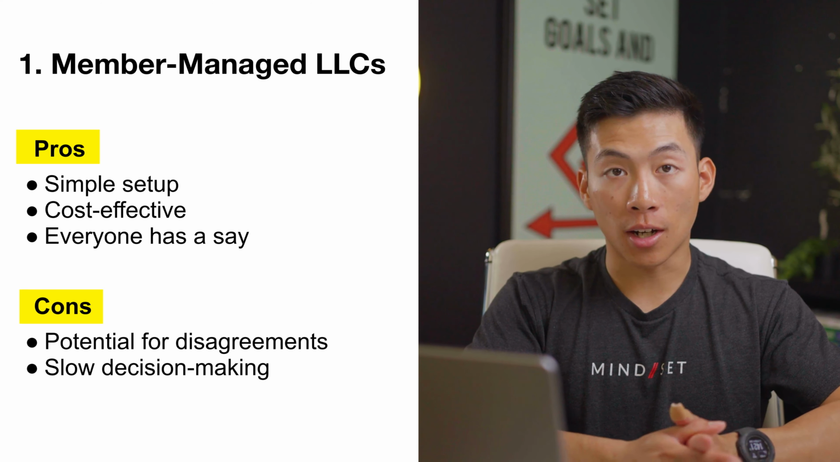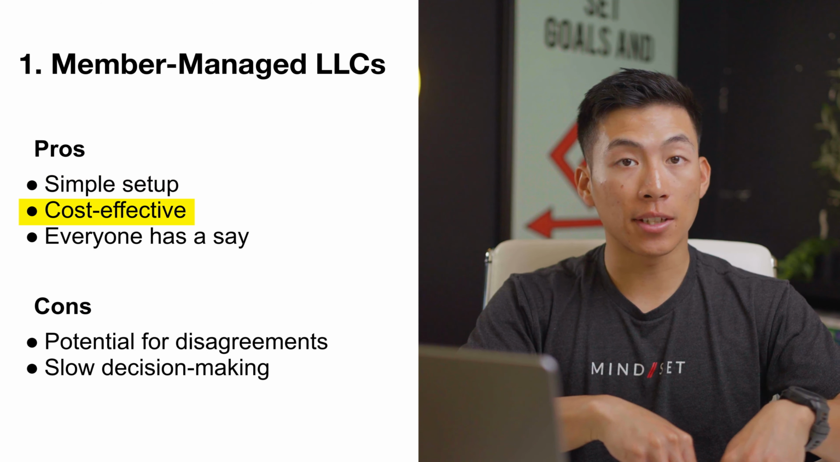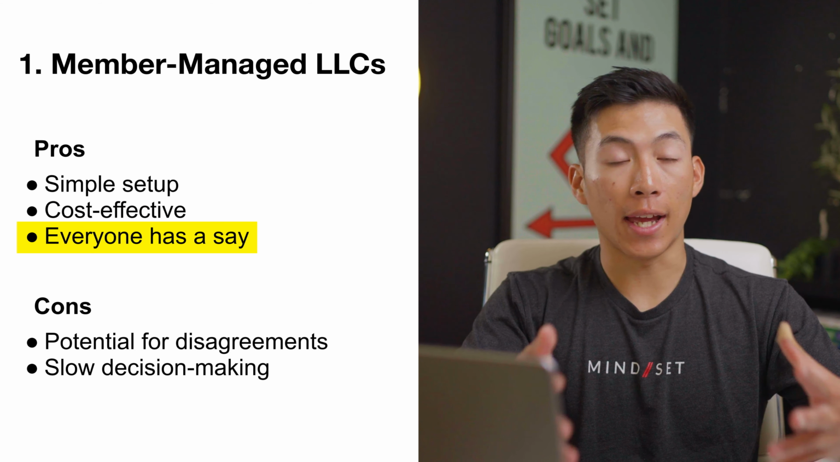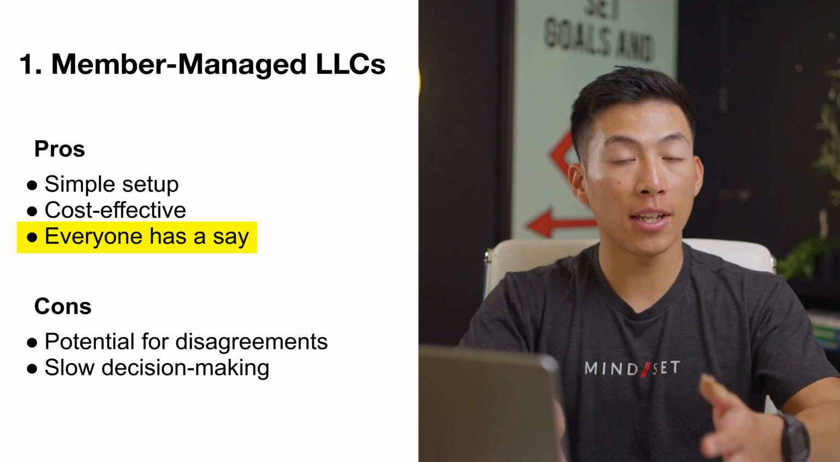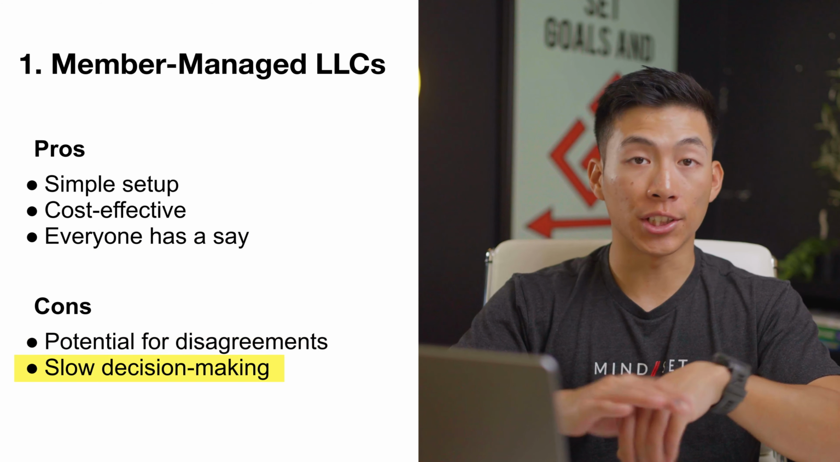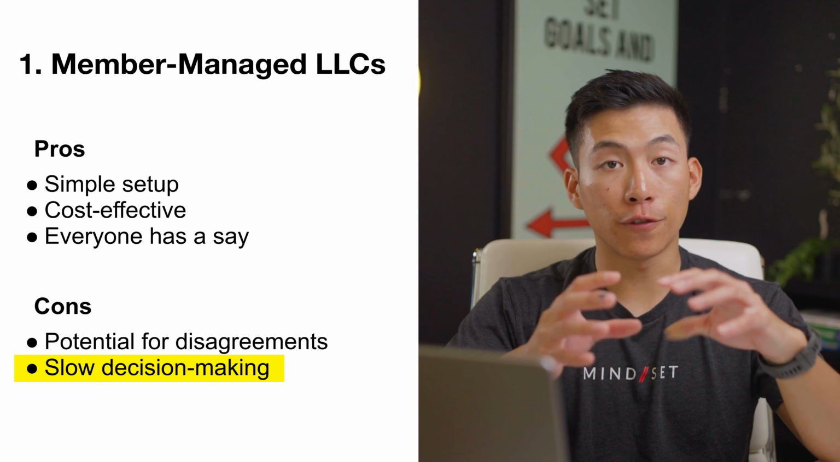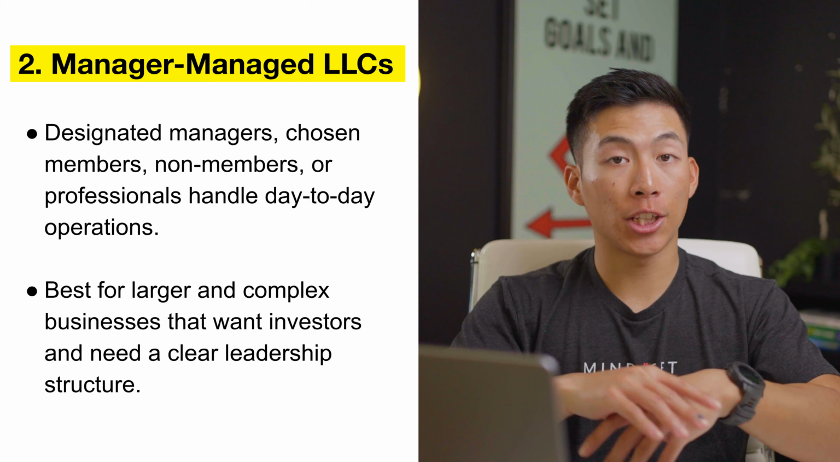When it comes to the pros and cons, you have first the fact that it is very simple to set up. It's also less expensive than having a manager managed LLC. And you also have the added benefit that everyone has a say in the business. But with this freedom for everyone to have a say, you also have the potential for disagreements, and disagreements can lead to slower decision making. That's because if two members are disagreeing on a certain decision, then you first have to agree on a decision before moving forward.